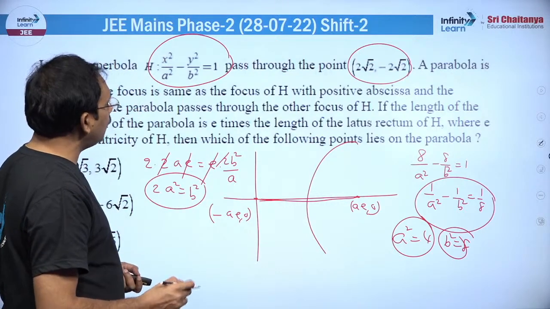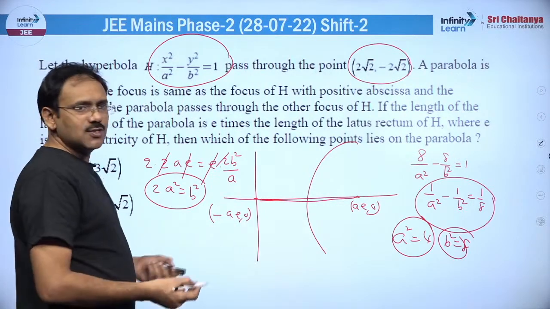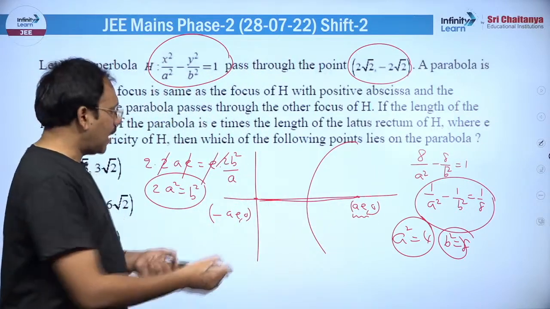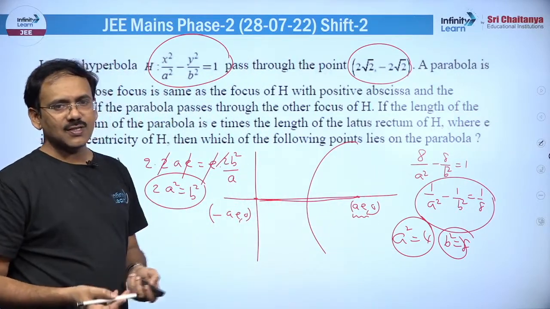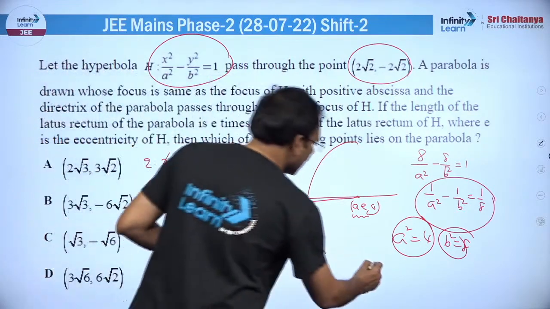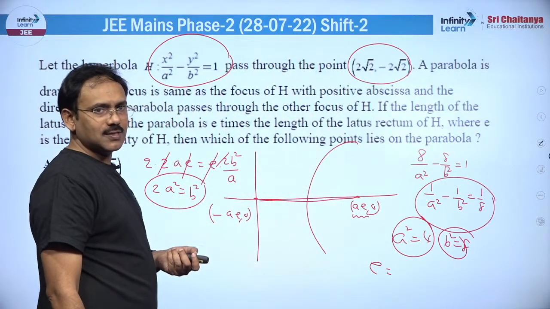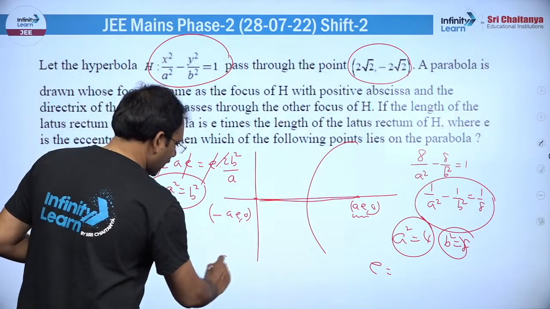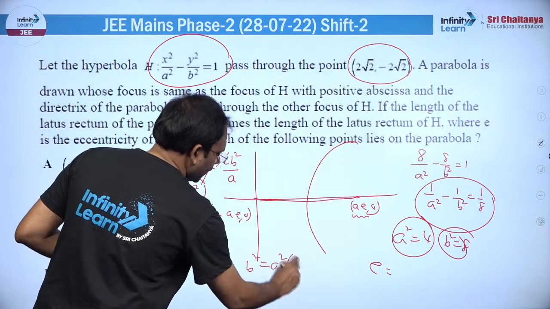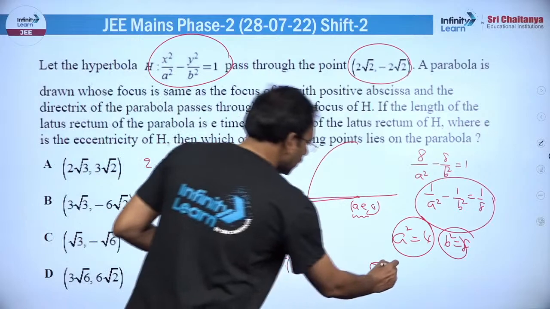Now you need to find the equation of the parabola. It is like y square is equal to 4ax. If you can find the ae value, you can write the equation of the parabola. Once you know this, you can find the eccentricity e. Here b square is equal to a square into e square minus 1. If you just apply it, you will get the e value to be root 3.